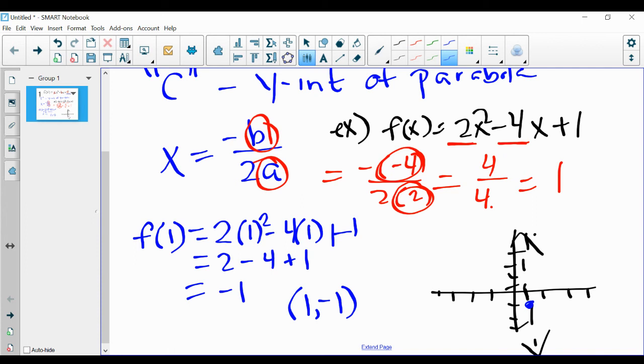So my vertex is right over here. It's on the axis of symmetry. Okay, the x value is the x value of the axis of symmetry, but the y value is determined by evaluating at that x value.